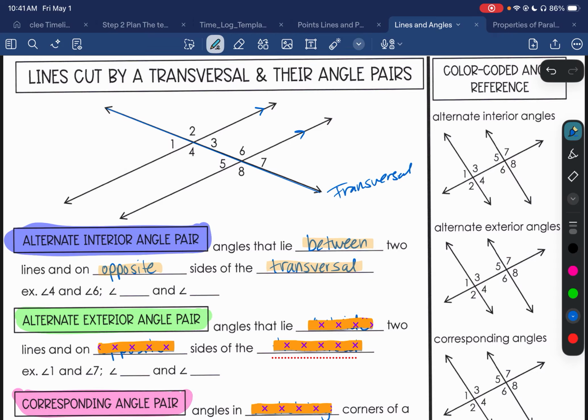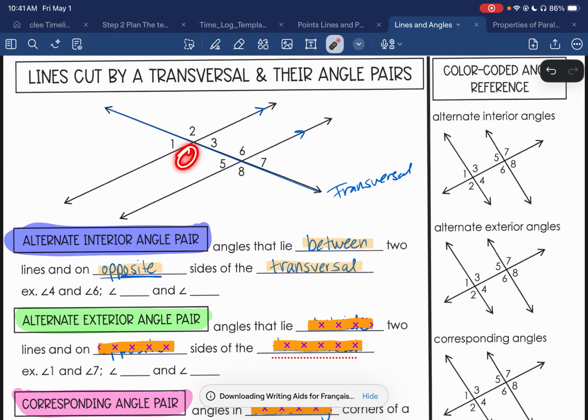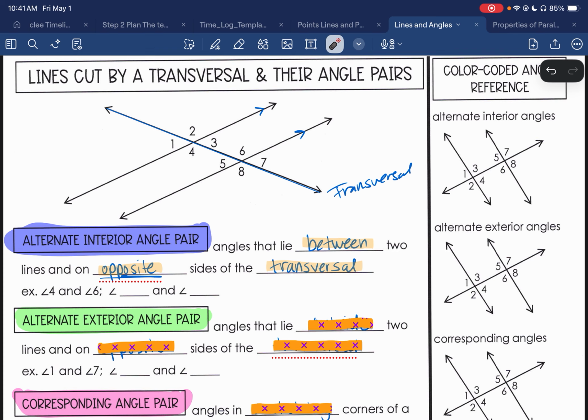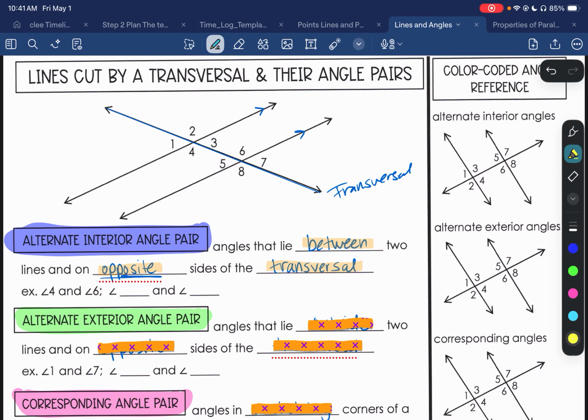Now that we know that's my transversal, it says angles that lie on opposite sides, so on this side and this side, opposite sides of the transversal. Alternate means opposite. Interior means inside of your parallel lines. If you have a marker, we're going to highlight that. I'll give you one example: 4 and 6. This angle right here and this angle right here are alternate interior angles.